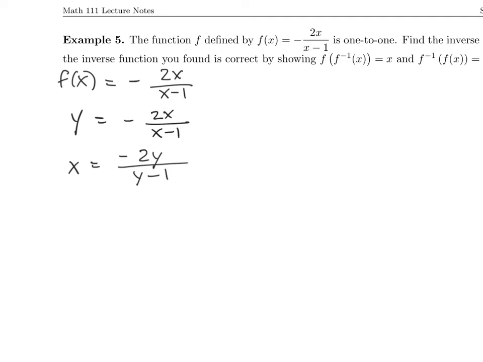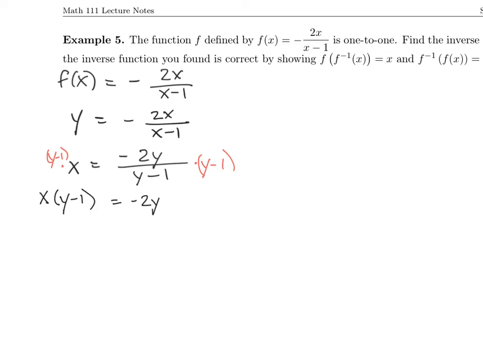Third step, solve to get y by itself. This is where it gets fun. So I take a look at this and I go, okay, can't divide anything here. In order to get rid of a fraction, no matter what, I'm going to multiply both sides by the denominator. So I'm going to multiply this by my y minus 1. I'm going to multiply over here by y minus 1. So we end up with x times y minus 1 is equal to negative 2y.